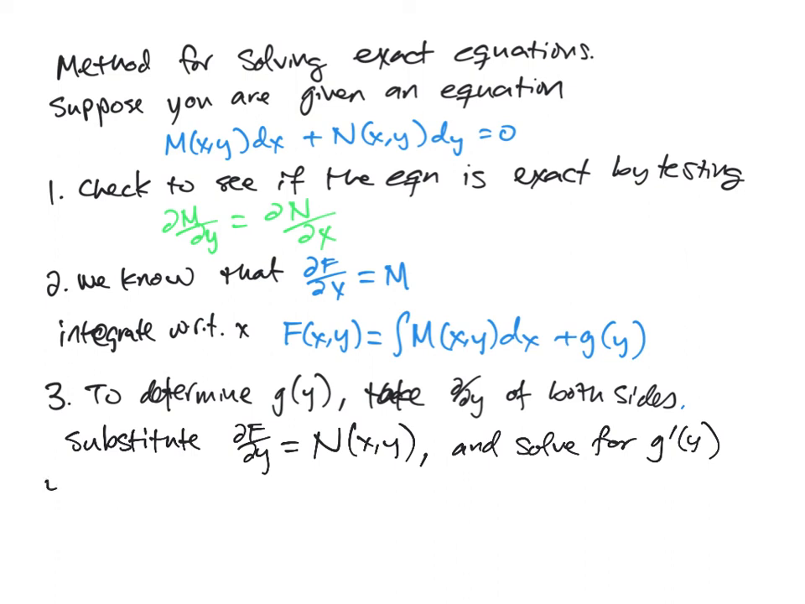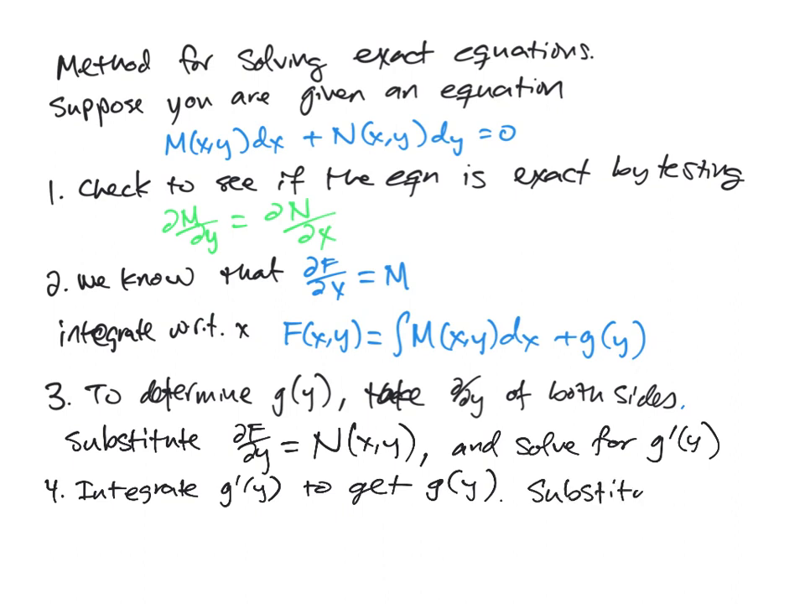So step 4, if you have g prime, you can integrate it. So integrate g prime of y to get your g of y. And then you can substitute into this equation right here to get f of x,y.